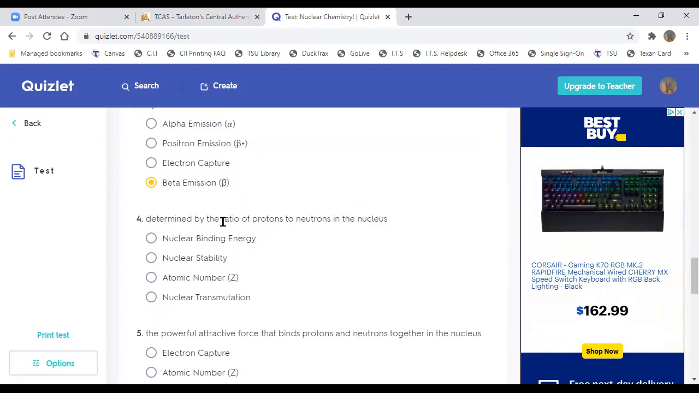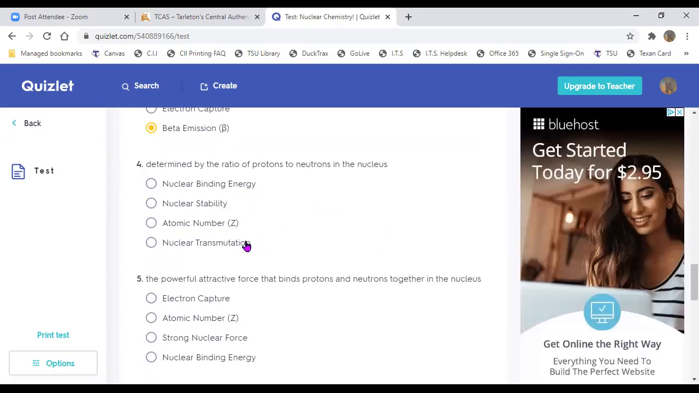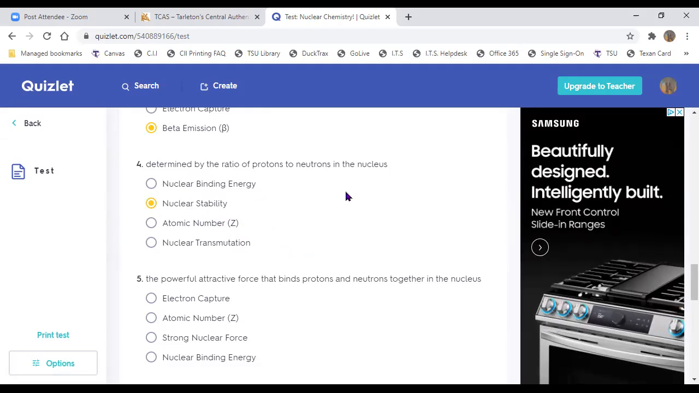So number 4, it's determined by the ratio of protons to neutrons in the nucleus. Well, we already got nuclear binding energy. We know what that is, so it's not that. The atomic number, we already covered that. So we're between nuclear stability and nuclear transmutation. Anyone want to take a wild shot? This is going to be your nuclear stability. The nuclear stability is going to be determined by the ratio of protons to neutrons in the nucleus. And that's the only thing you really need to know about nuclear stability.